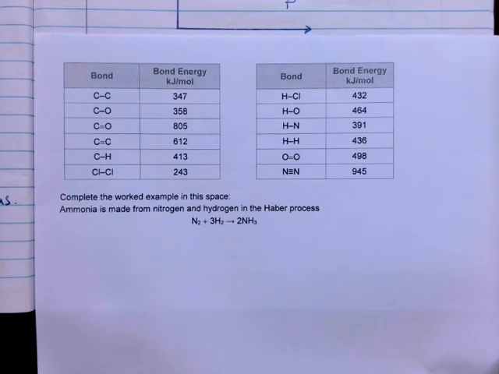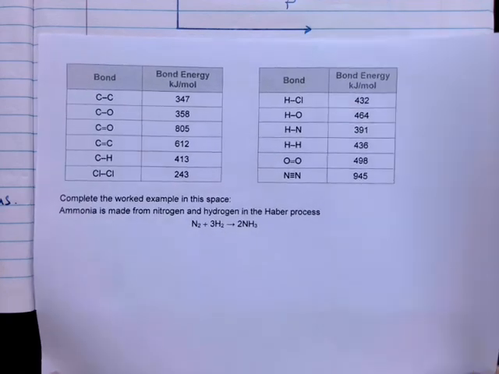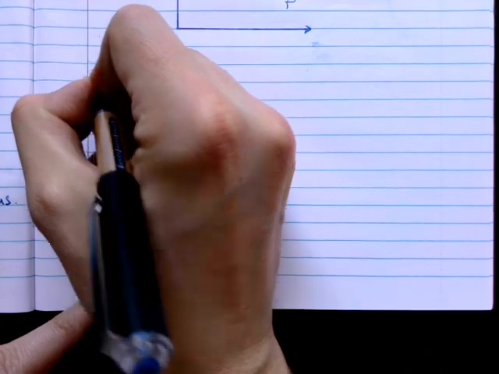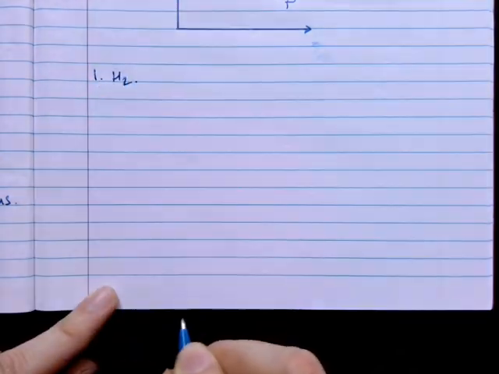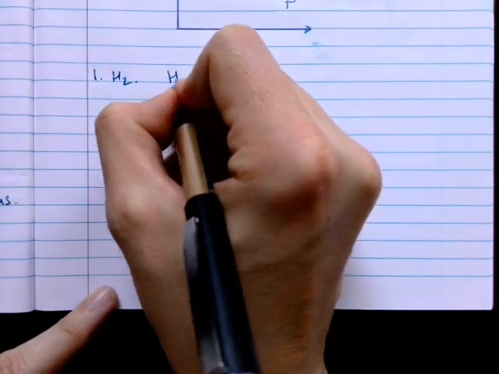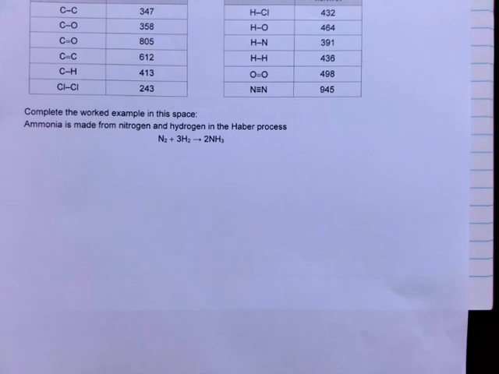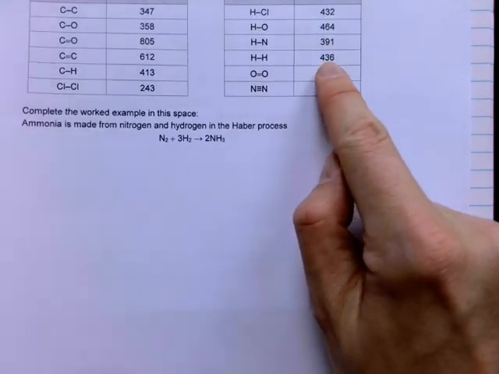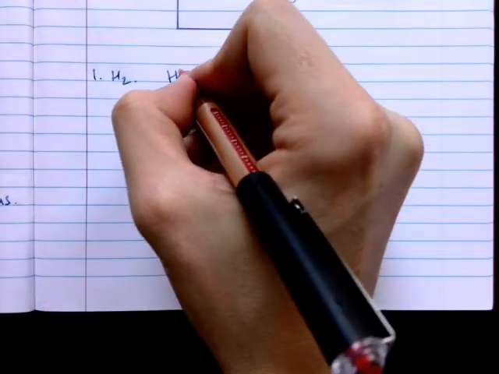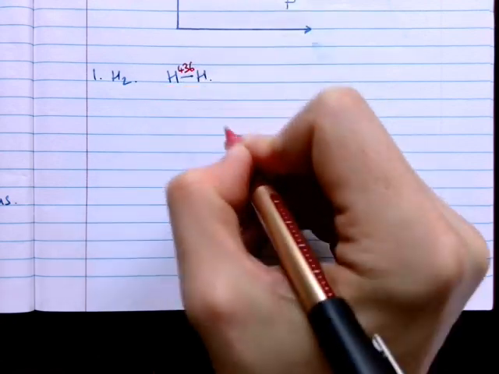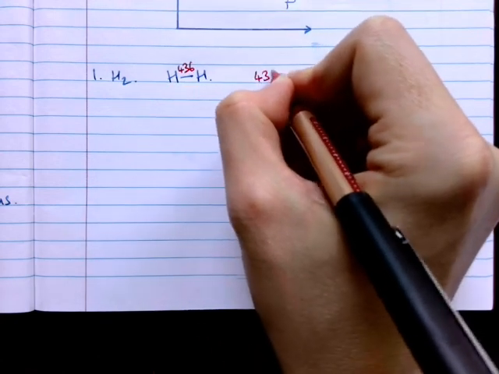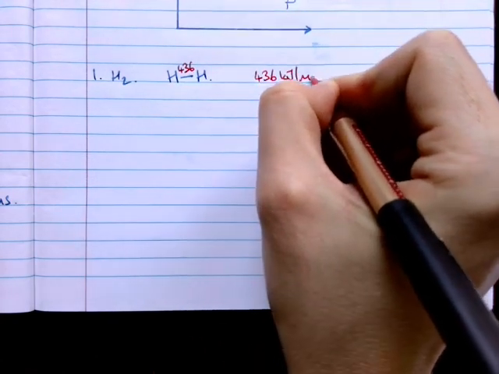Let's do number 1, H2. Let's start nice and easy. H2 looks like this. What is the total bond energy in that molecule? Well, I need to look in my table. H-H, 436. So altogether it's 436 kilojoules per mole.